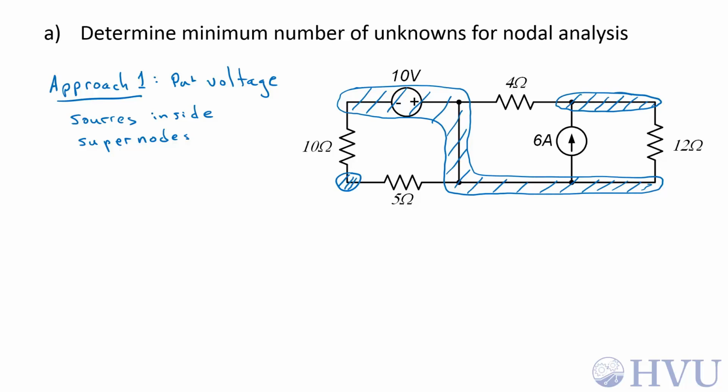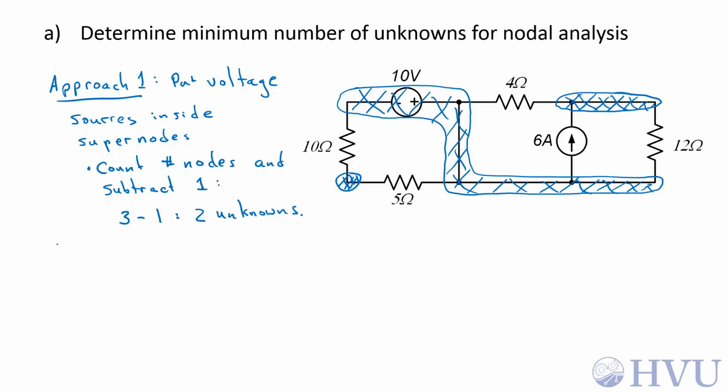Now, once I've defined all the supernodes and regular nodes, I count the number of nodes and subtract 1. I have 3 nodes now in this circuit. This node down here in the lower left, the supernode, and this node in the upper right. So I have 3 nodes. If I subtract 1 from that, I get 2 unknowns.